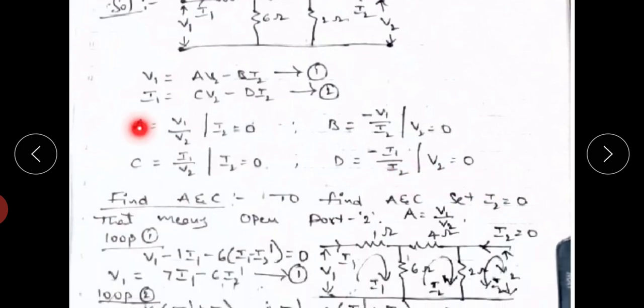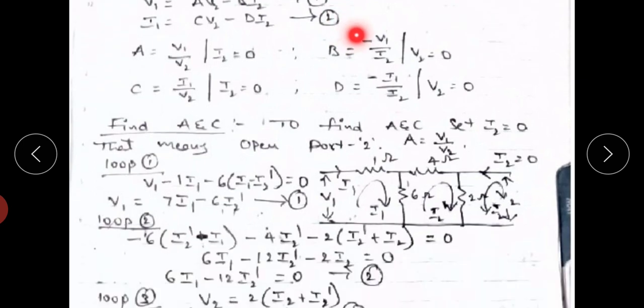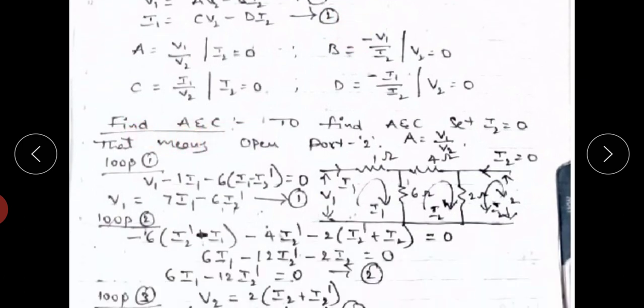So here, to find A and C parameters we have to set I2 equals 0, and to find B and D parameters we have to set V2 equals 0. I2 means second port current, V2 means second port voltage. So first, to find A and C parameters we have to set I2 equal to 0. I2 means second port current, so to set I2 equal to 0 we have to open the second port.